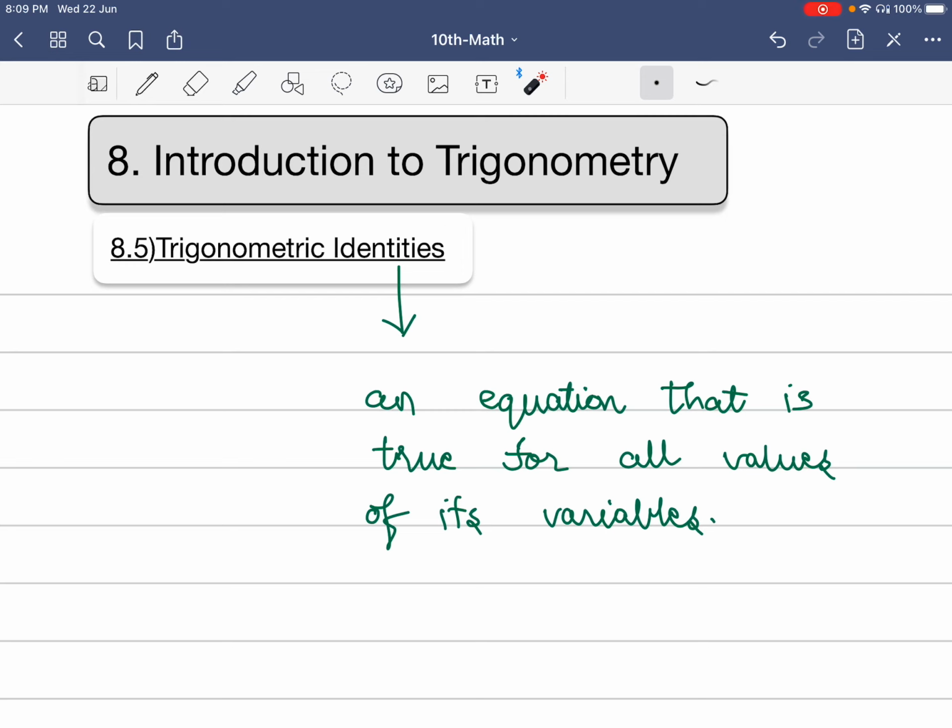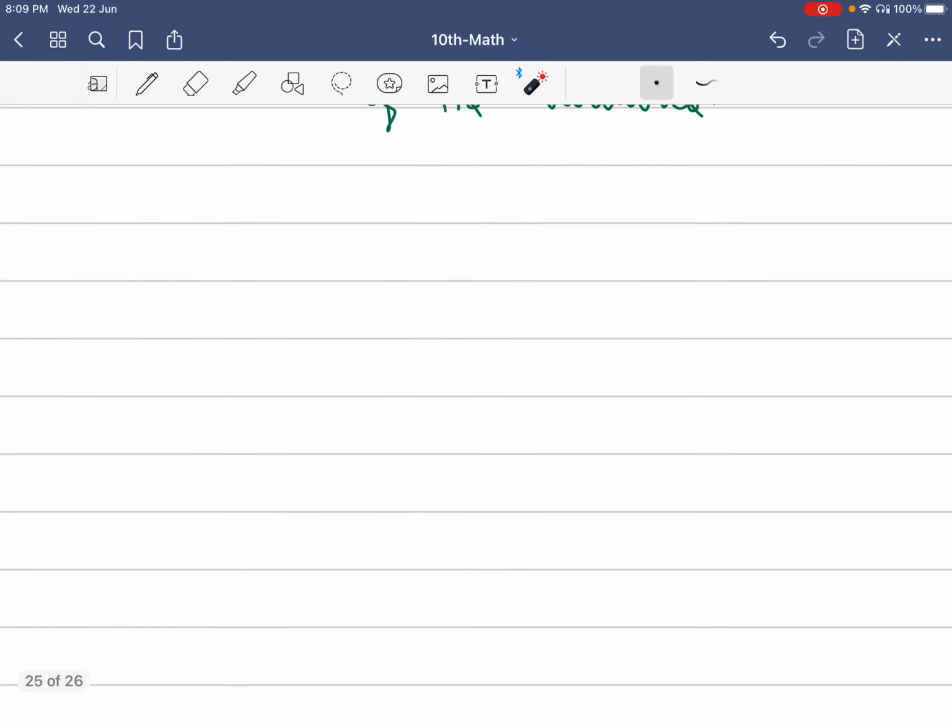In this section we are going to see trigonometric identities, which means identities that involve trigonometric ratios: sine theta, cos theta, tan theta, cot theta, sec theta, cosec theta. These 6 trigonometric ratios. Involving these trigonometric functions, we are going to discuss certain identities. So let's continue our discussion.